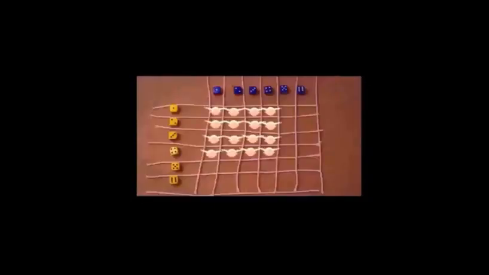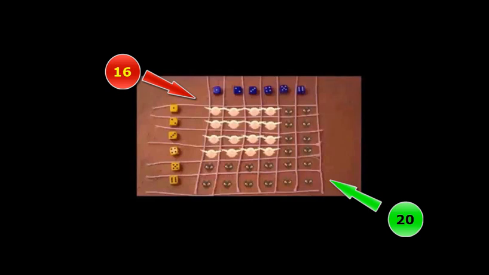So if any of these combinations are rolled, player 1 will win. And if any of these combinations are rolled, player 2 will win. Out of the 36 possible combinations, 16 give the victory to player 1, and 20 give player 2 the win.